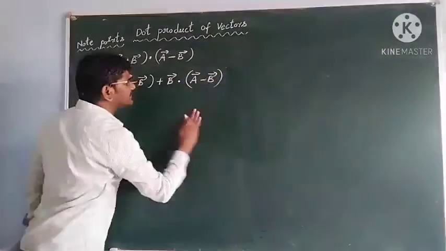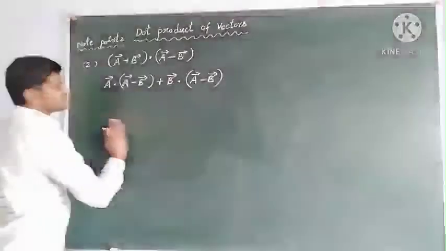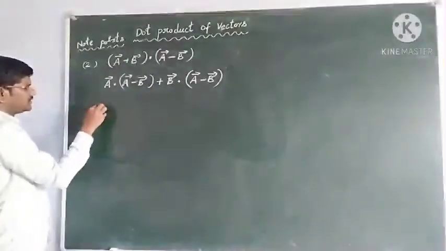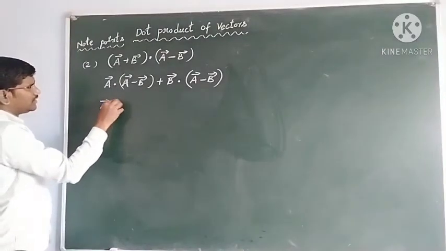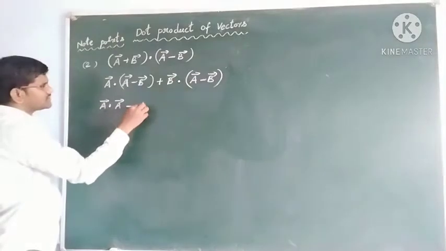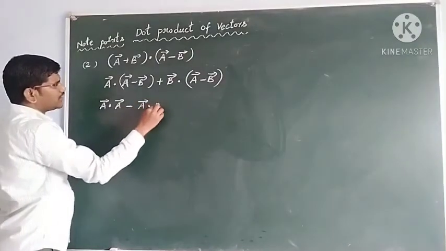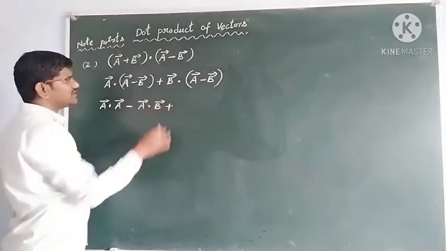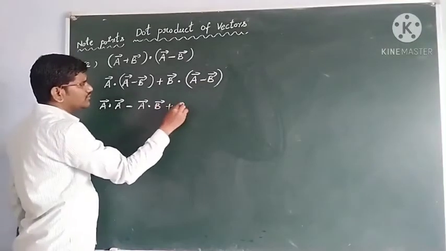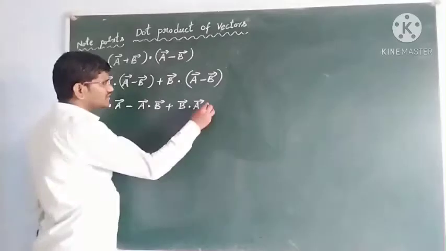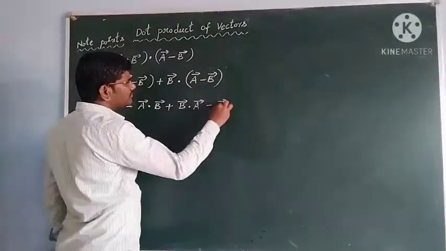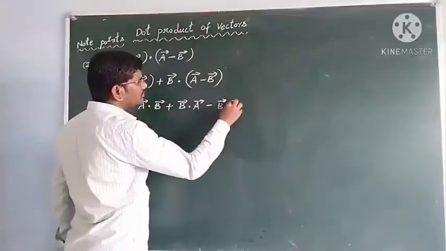Okay students, now multiply a bar dot a bar minus a bar dot b bar plus b bar dot a bar, minus b bar dot b bar.